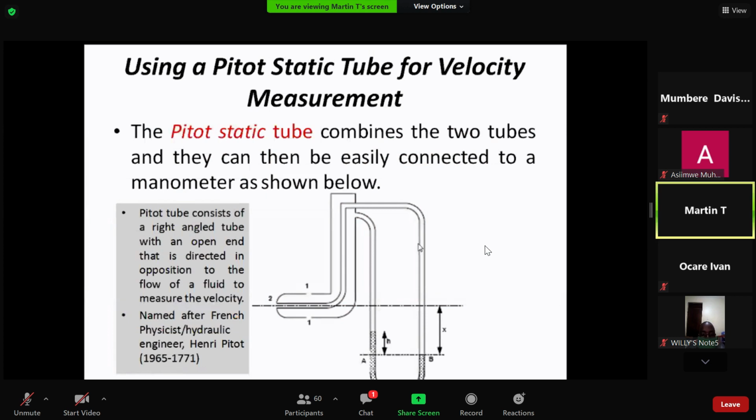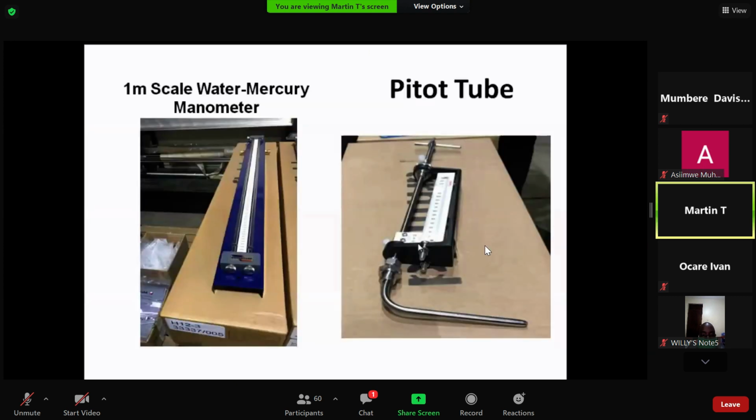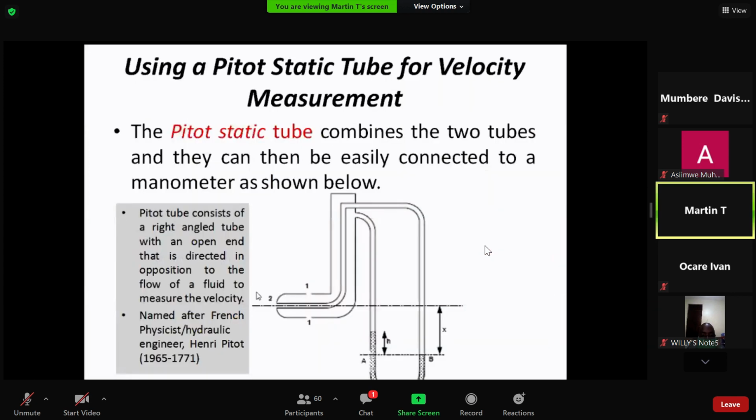Okay. So a pitot tube basically combines two tubes. It combines a manometer, this manometer that I showed you. The one on the left is a manometer. So you can connect tubes on a manometer onto the pitot tube. So it combines both a tube that measures static head and then the L tube that measures dynamic pressure head.